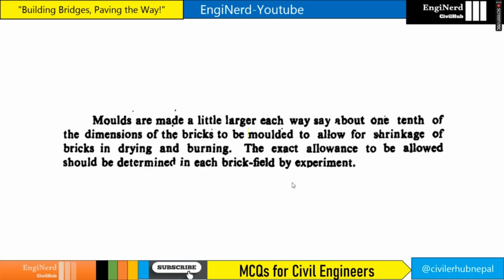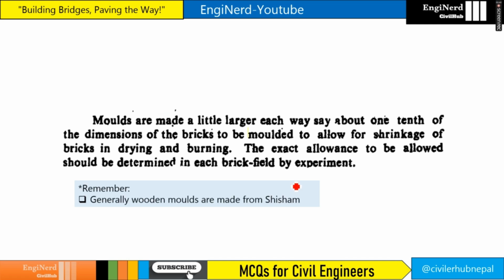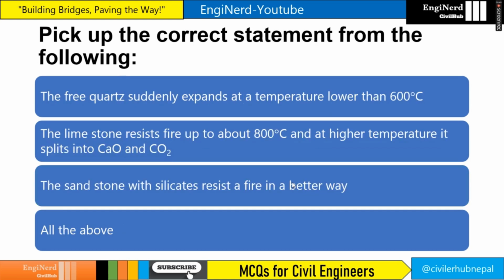The internal size of mold used in brick preparation is slightly greater than the size of a fully burnt brick. If you see here, molds are made a little larger, each way about 1/10 of the dimension of the bricks to be molded, to allow for shrinkage of bricks in drying and burning, right? So remember, generally wooden molds are made from sheesham. You need to remember this because this is a direct objective question. So the answer is greater.